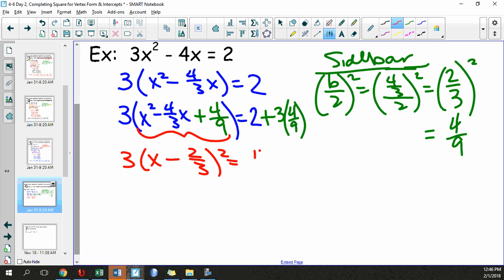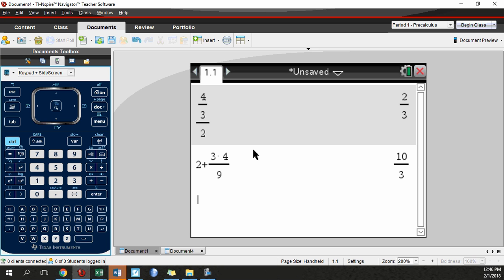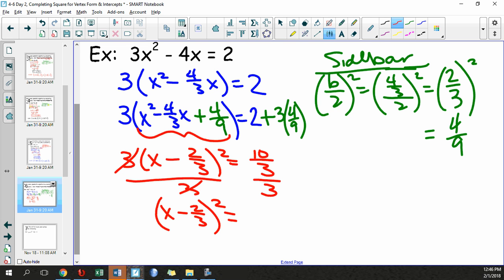10/3. We are typing it in exactly like you see it. Now, what am I wanting to do? My goal is to do what? To solve for x. So divide both sides by 3. So these 3's cancel. I'm left with x minus 2/3 squared is equal to. Come back over to your calculator. And what am I going to do with that answer? Divided by 3 and hit enter. And what's that give you? 10/9. Totally fine.